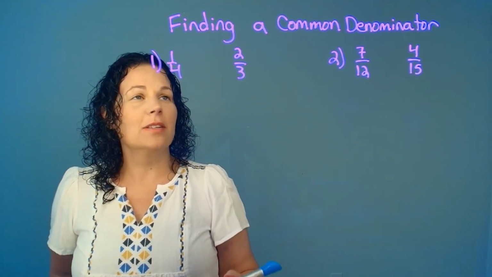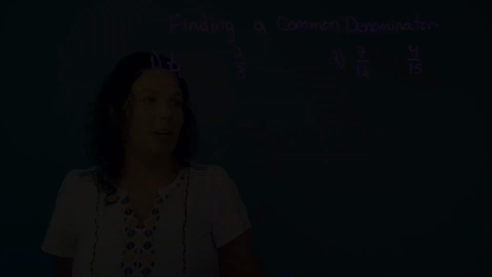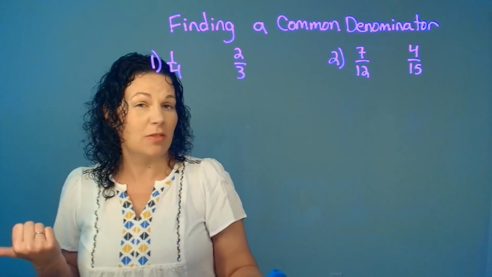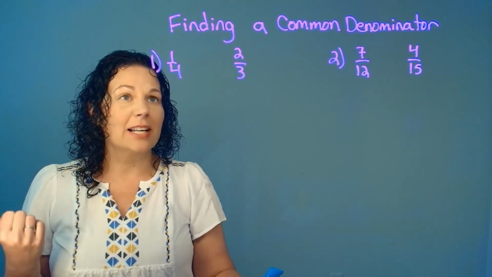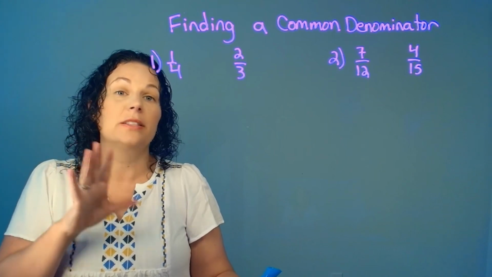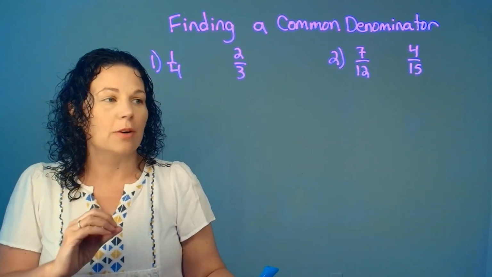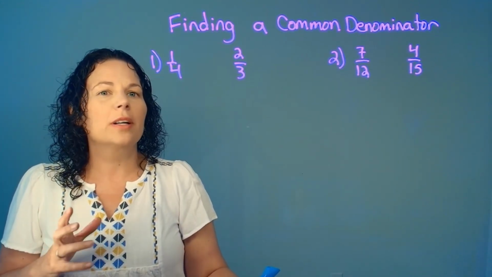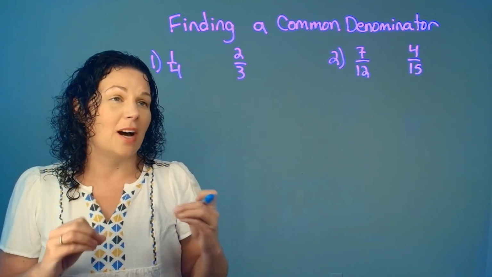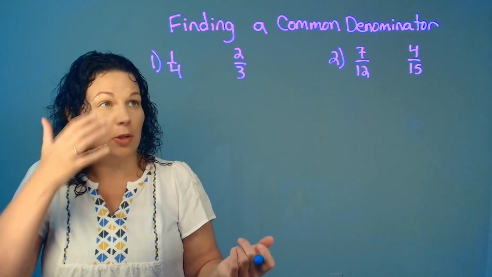In this video, we're going to talk about finding a common denominator. So this is kind of the opposite of what we did in the last video. In the last video, we were reducing the fraction. We were finding what we could divide by to reduce our fraction. This time, we're going to make these fractions have bigger numbers so that the denominators on them are going to be the same.